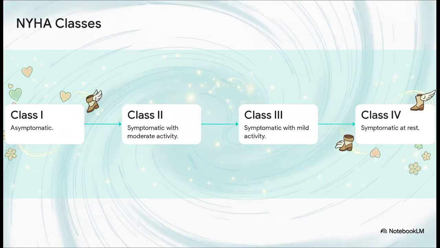Now, the NYHA classification is totally different. This has nothing to do with the structure of the heart. It's all about how limited the patient is by their symptoms right now. And here's the huge difference. A patient's NYHA class can get better. With great treatment, we can take someone from being a class 3, where they get short of breath just walking to the mailbox, and get them back to being a class 2.